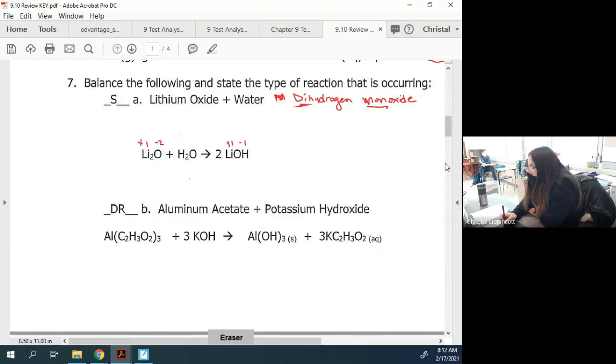Once I have my charges all balanced out, then I go and I look at my items here. So here originally, before I had that 2 there, I had 2 lithiums over here, and before I wrote the 2 in here, I had 1 lithium over here. So I put a 2 here to get that to balance out. That then gave me 2 oxygens, which balanced my oxygens out, and it gave me my 2 hydrogens, which also balanced that out. Okay? Questions on this one, on letter A?